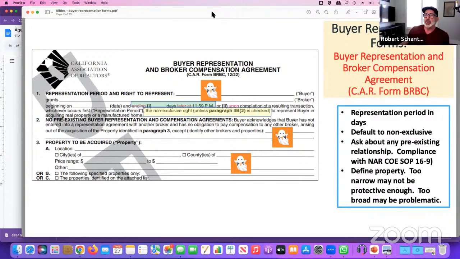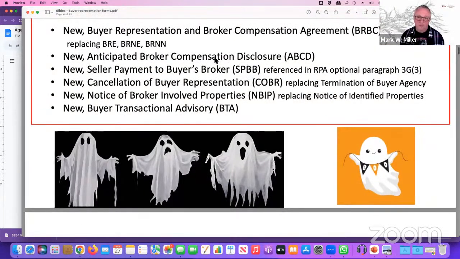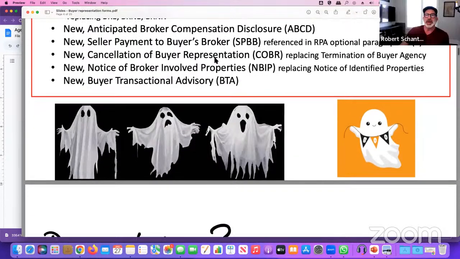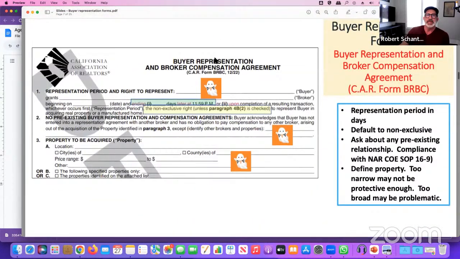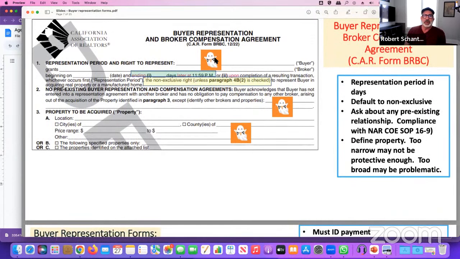And then if they think they have something, I would tell them to go back to the other agent and say, okay, great, what's the new form? Termination of, not the COBR, yeah, the cancellation of buyer representation. Ask if they can get a copy of that, because that will protect the buyer from having to pay two commissions.